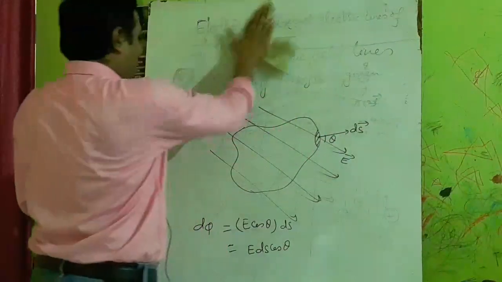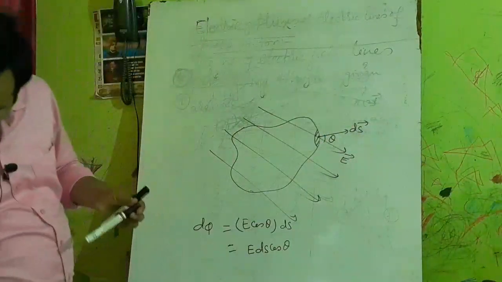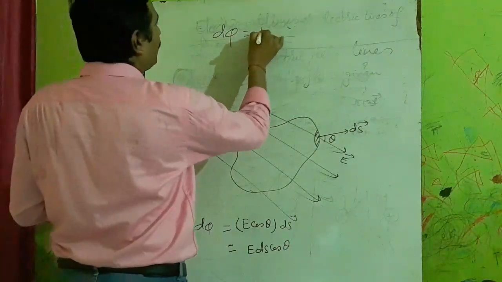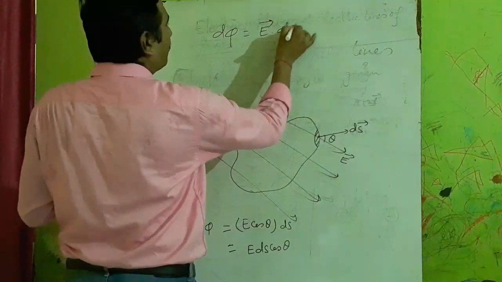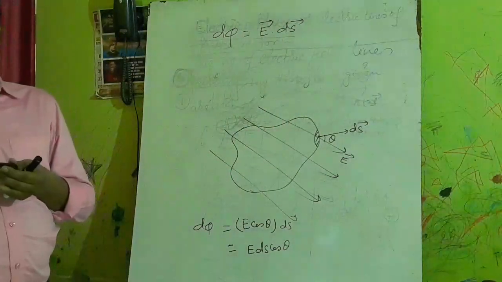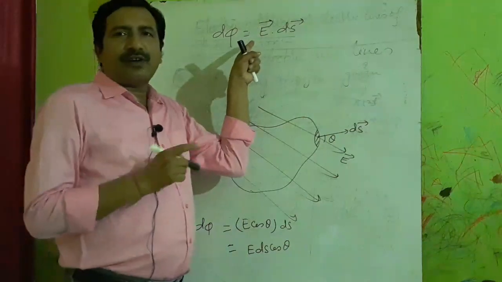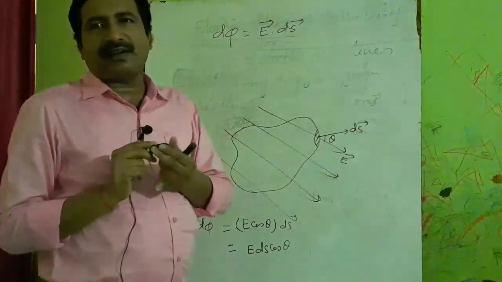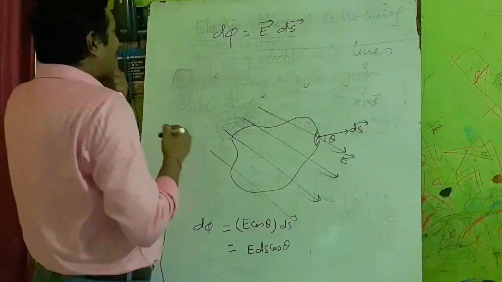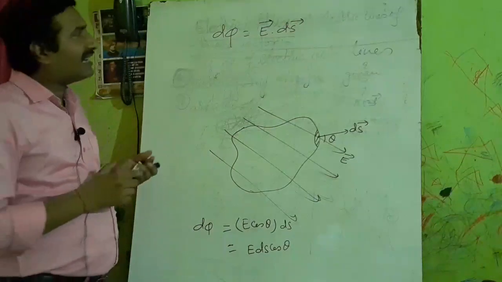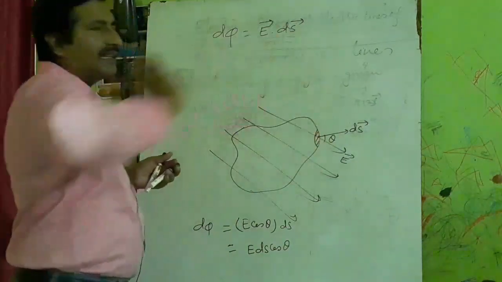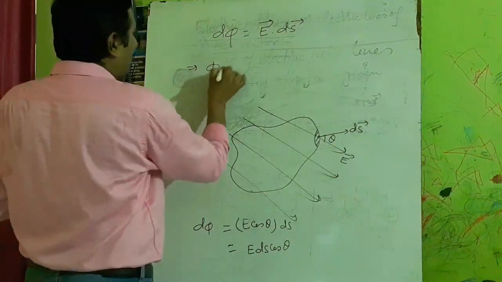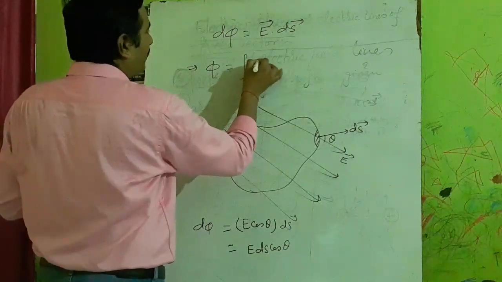So you can write it as dφ is equal to E dot dS, dot product of two vectors. And you know dot product of two vectors is a scalar quantity. So this dφ is a scalar quantity, means electric flux is a scalar quantity. Hence, if you want to find the electric flux associated with the complete given area, we can find it as φ is equal to integration of E dot dS.